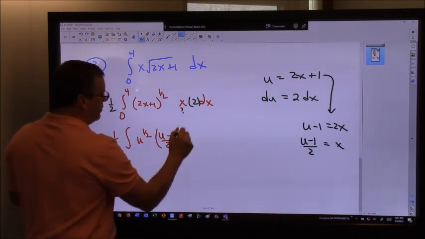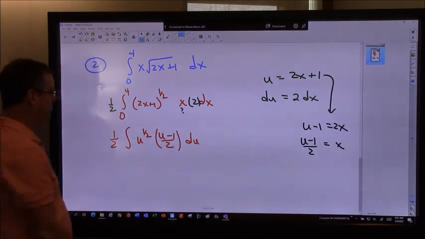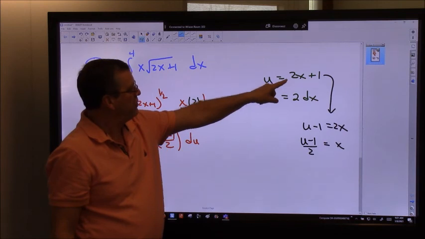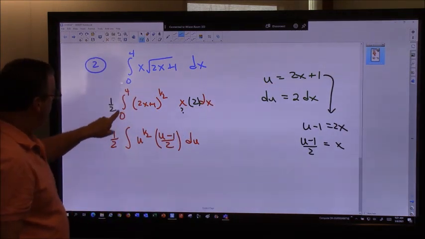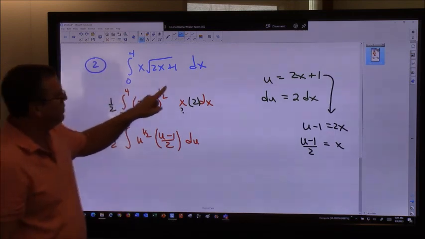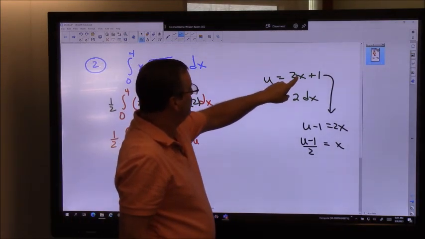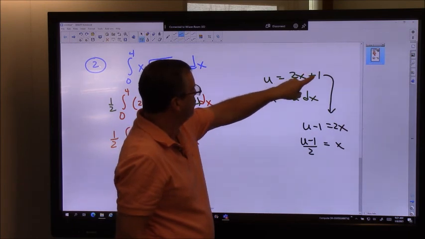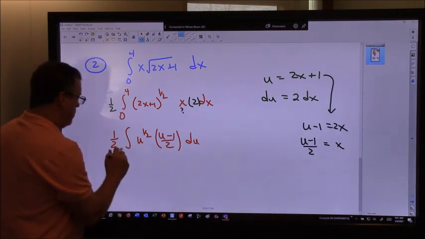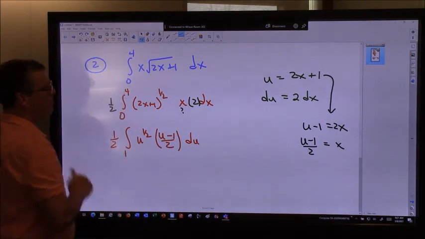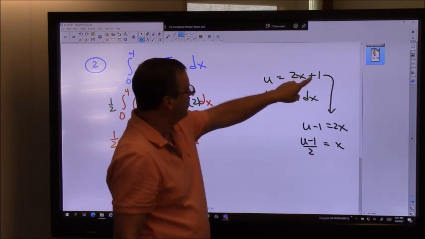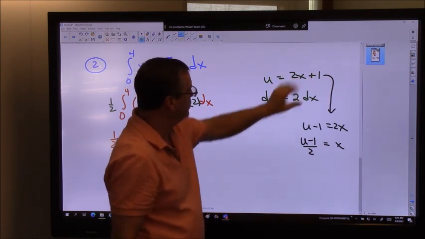And then 2 dx, that's going to be our du. So now I want to go back and use this to change my boundaries here for this integral. So if x equals 0, if I plug a 0 into here, I get 0 plus 1, that's 1. So when x equals 0, u equals 1. And then if I put a 4 in, that'll be 8 plus 1, that's 9. So when x equals 4, u equals 9.